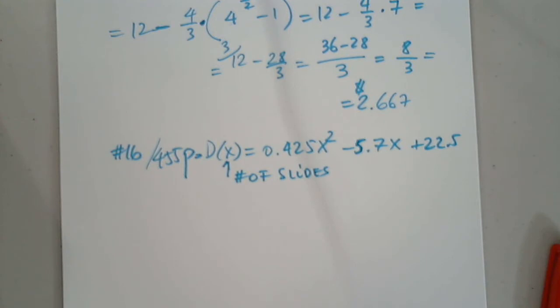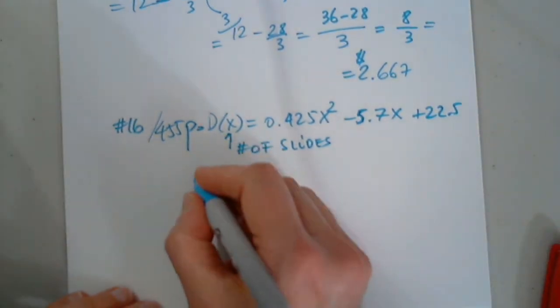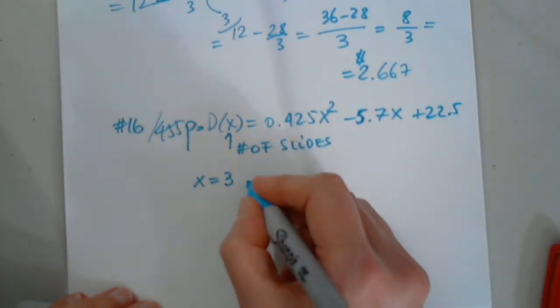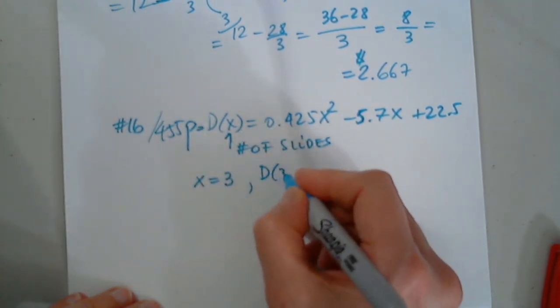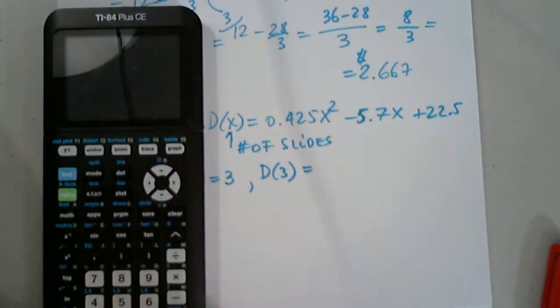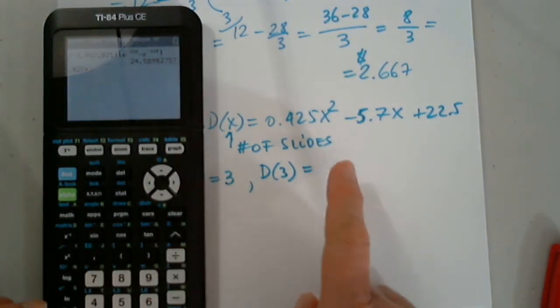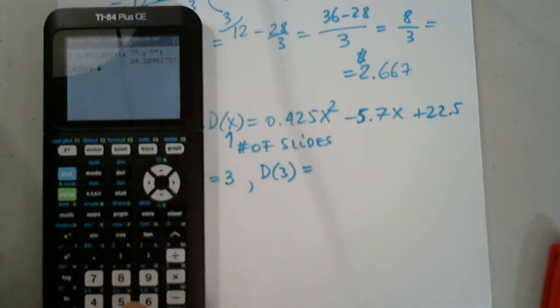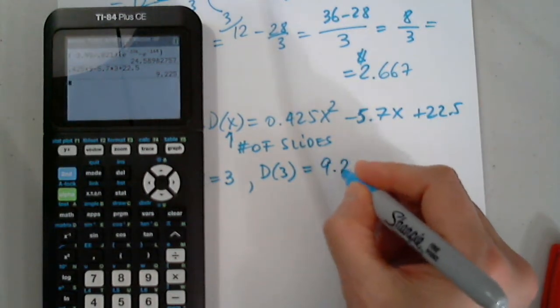Where x is the number of slides and p is the price in dollars per slide that he is willing to pay. Find Chris's consumer surplus if he buys 3 slides. So if x equals 3, I have to find p, or d of 3. That's my first concern. 0.425 multiplied by 9 minus 5.7 multiplied by 3. I'm making sure that I entered it correctly. And then plus 22.5. And this is 9.225.